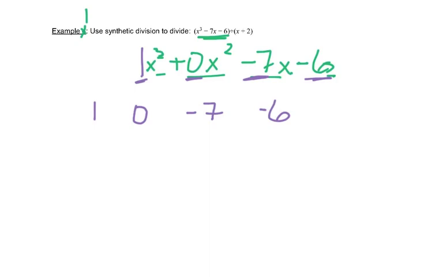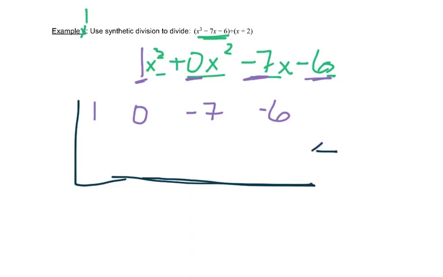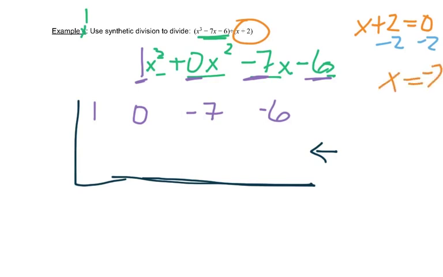Okay? And then we're going to draw an upside down division box, and we're going to leave a row empty right there for numbers. Then the next thing we'll do is we'll look at this x plus 2, whatever we're dividing by, and we're going to set it equal to 0 and solve it. So we'll subtract 2 from both sides, and that tells me x is equal to negative 2. And that's what goes in front of this division box. So now let's talk about how we do it.